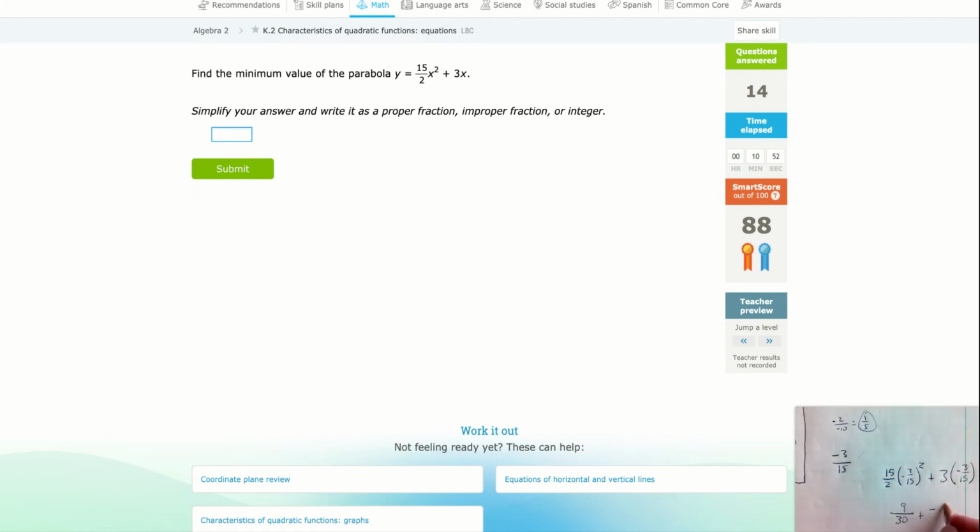3 times 3 is negative 9 over 30. Not 30, 15. But I am going to get a common denominator by multiplying by 2, so that's going to be a negative 18 over 30. And so now I have 9 minus 18, both have a denominator of 30, and I get negative 9 over 30, but that actually reduces to a negative 3/15. So my minimum value is a negative 3/15.